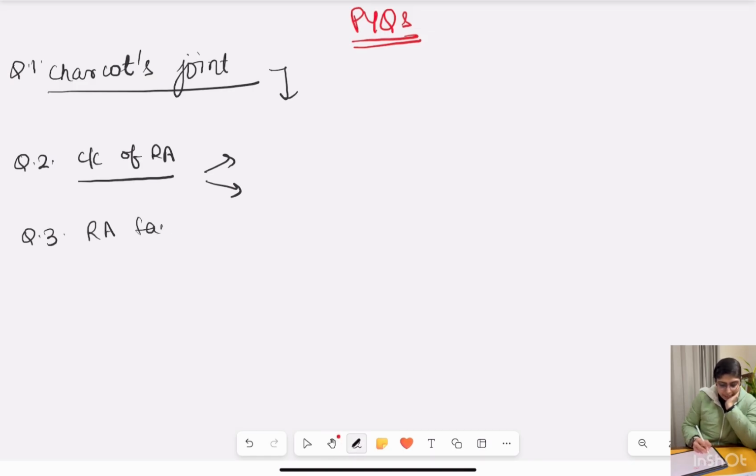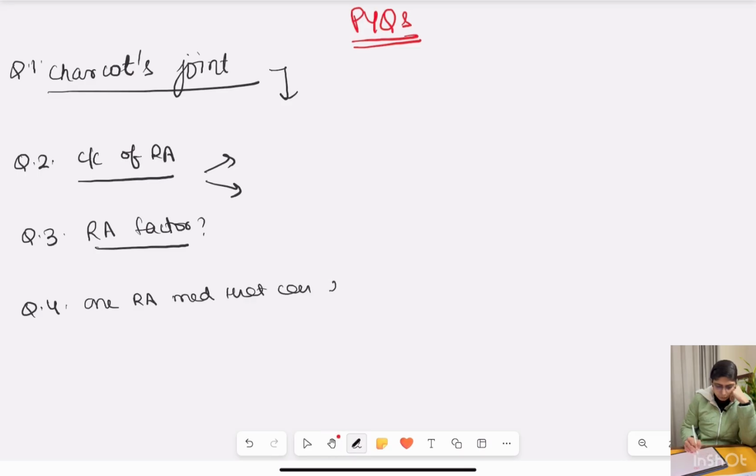What exactly is RA factor? Is it a molecule? Is it a small molecule? Is it a JAK molecule? Is it an interleukin? What is an RA factor? Okay, this is the basic. You should know about it. Then tell me one rheumatoid arthritis medicine that can lead to nephrotic syndrome.